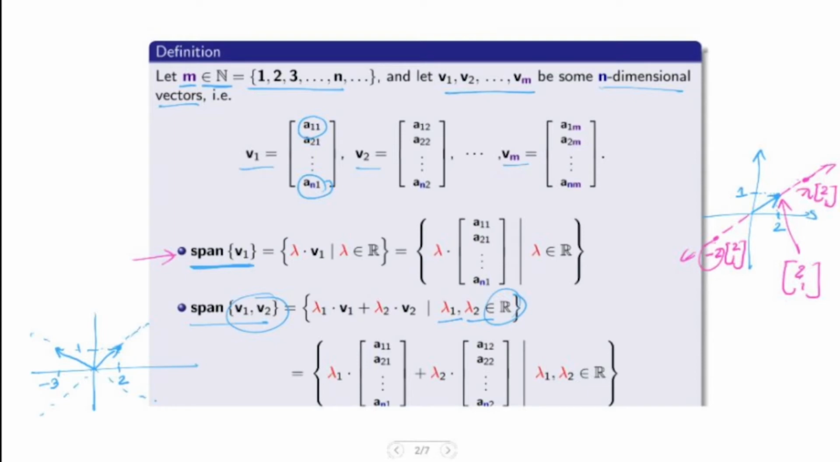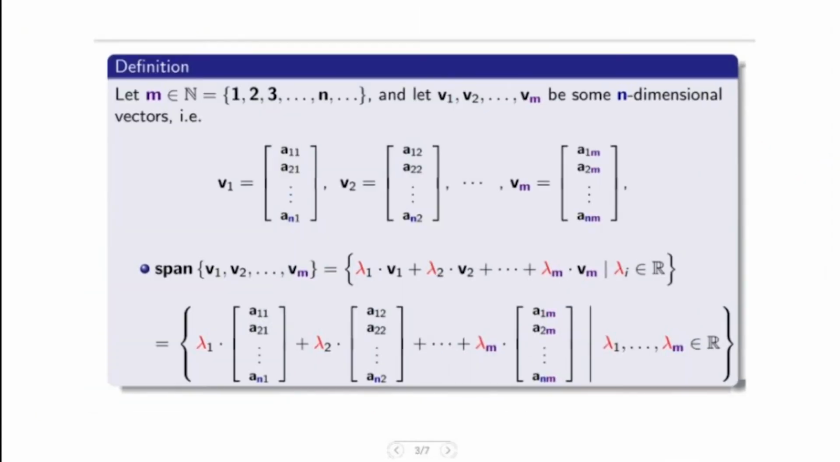Okay, so if you have vectors up until vm, the span of this set would be the set of lambda 1 times v1 plus lambda 2 times v2 until lambda m times vm, where all the lambdas are elements of the real numbers. This is how it looks if you show it in the definition form. You're just replacing v1 with the vectors actually, and that's how it looks.